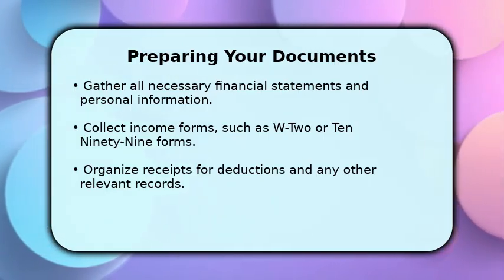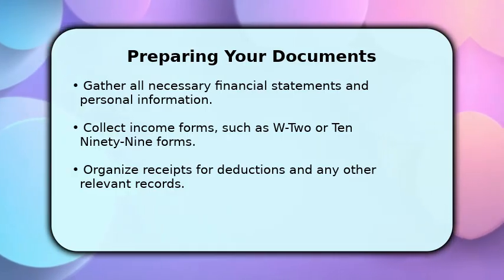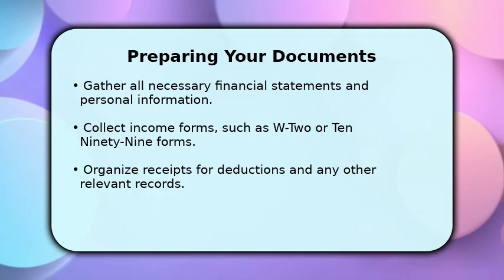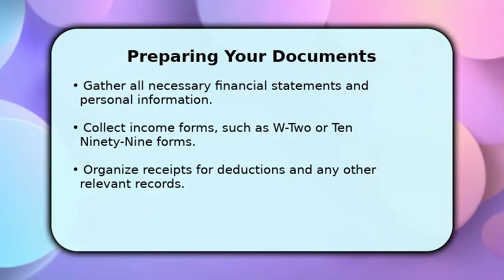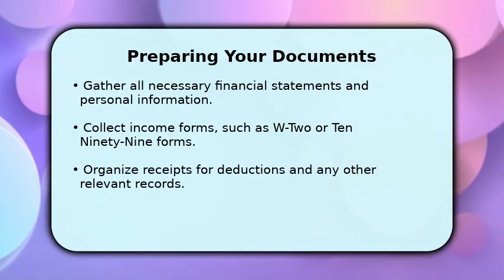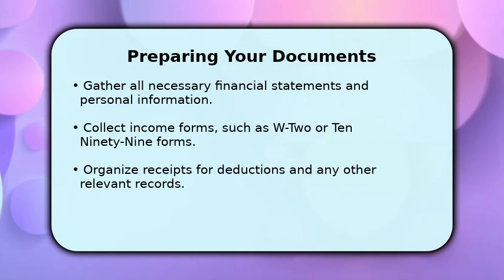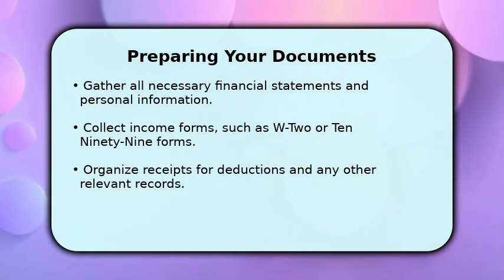Start by gathering all your essential documents, including personal identification details and any financial statements. This means collecting all income forms, like your W-2 or 1099 forms, and organizing receipts for potential deductions. Having everything neatly arranged beforehand will streamline the entire process, saving you valuable time and preventing errors during data entry.